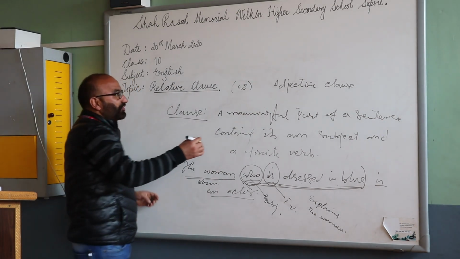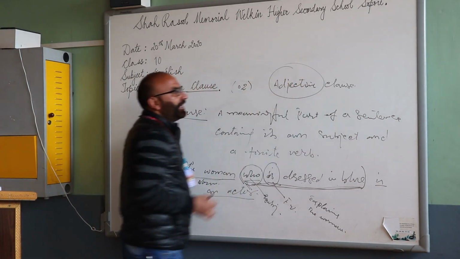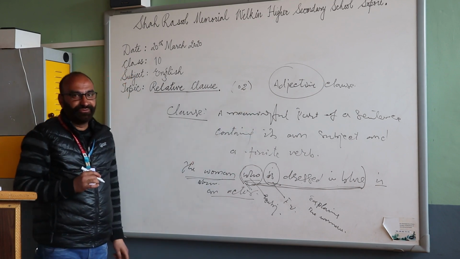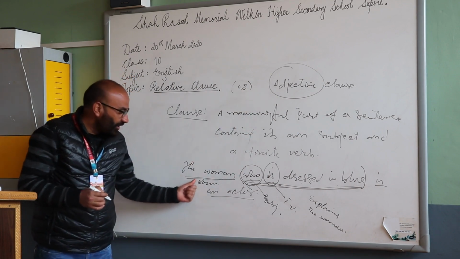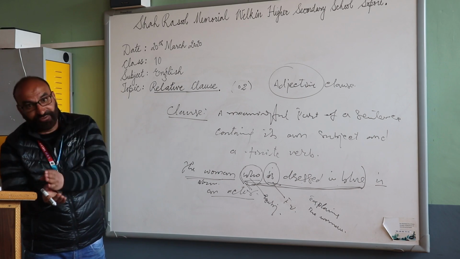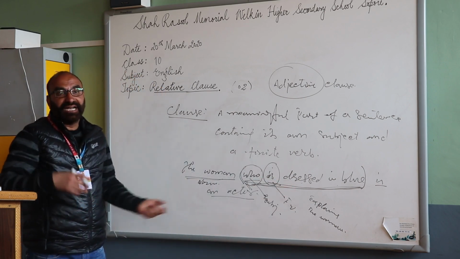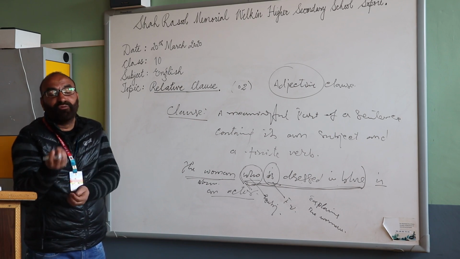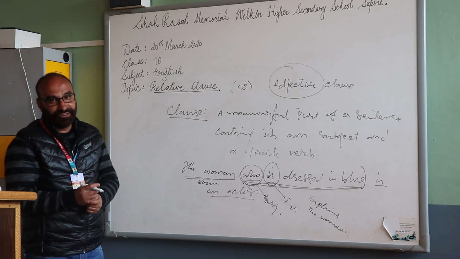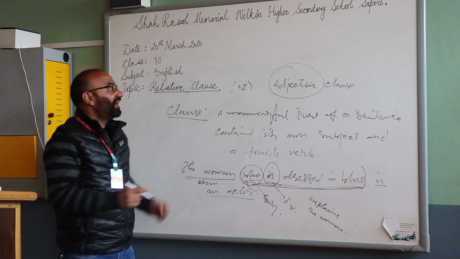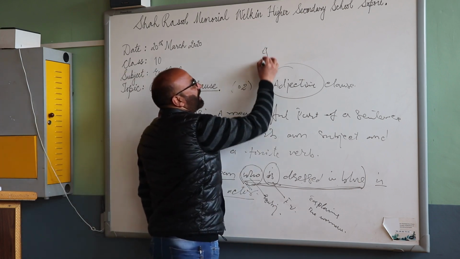Adjective. Now, let's come to the word adjective first. If I tell you what an adjective is: an adjective is a word or group of words that explains the noun, that describes the noun, that gives more information about the noun. So when it comes to the word adjective, for example, I write an example.